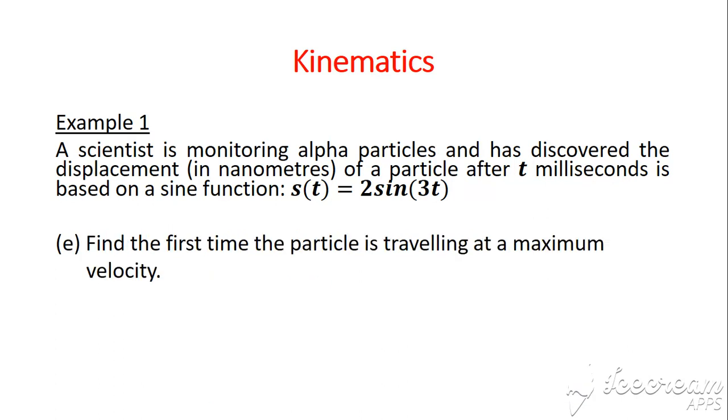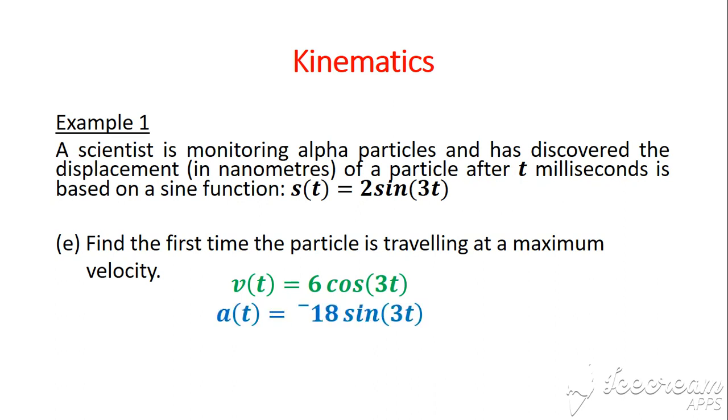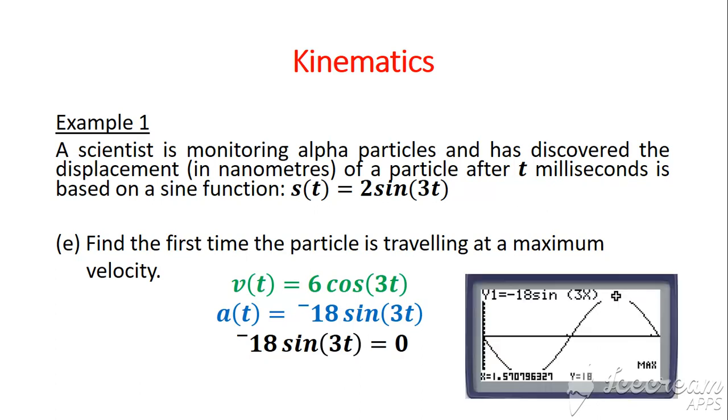Right, finally our last part, find the first time the particle is travelling at a maximum velocity. Well, we know our velocity function, we've worked that out earlier. If we want to know the maximum velocity, we need a gradient of velocity, and the gradient of the velocity is the acceleration. So we need to put the acceleration equal to 0, because to find the maximum, the gradient has to be 0. And we need to solve this, and hopefully you've done this in the trig section to get a time of 1.571 milliseconds.